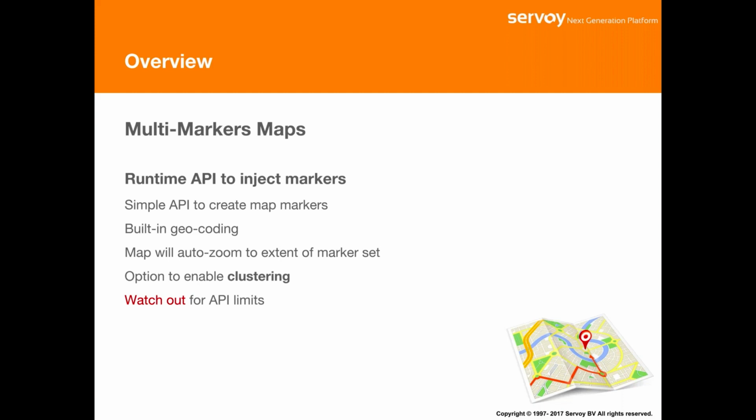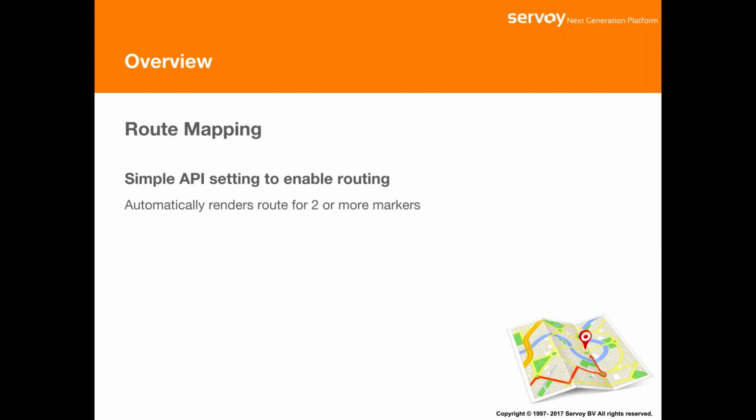If you do the built-in geocoding, that is, if you pass in the address, then you have to watch out for the API limits. They're pretty stingy with that. And I came into some performance problems pretty quickly. So we'll get to a minute about what to do about that. The third example was the route mapping, simple API, automatically render 2 or more markers. You just have to pass them in and turn that flag on. It's really one step before you put the markers in.